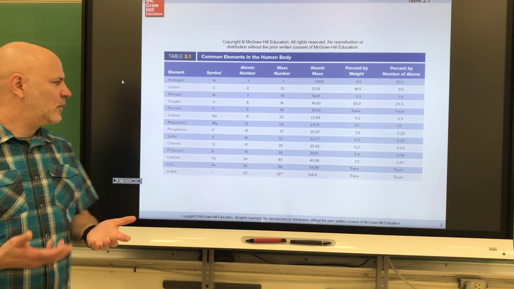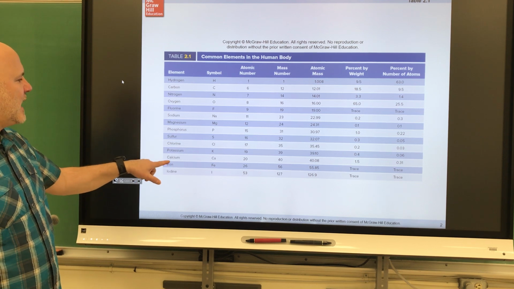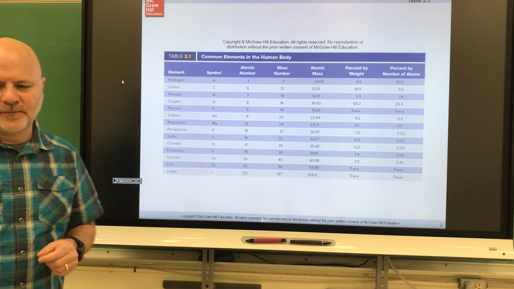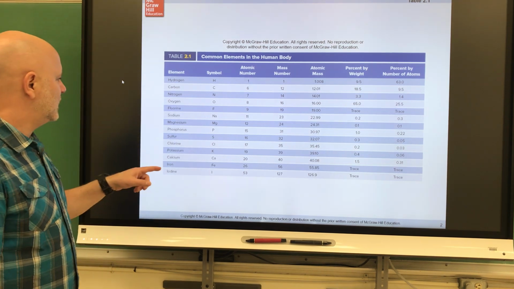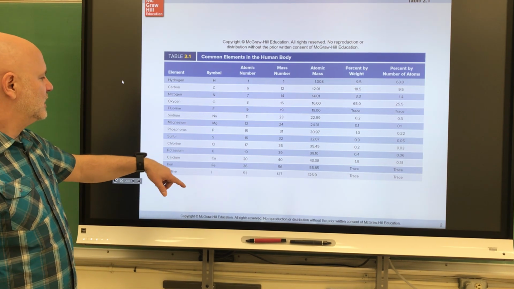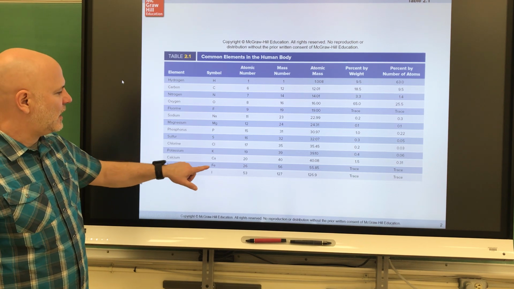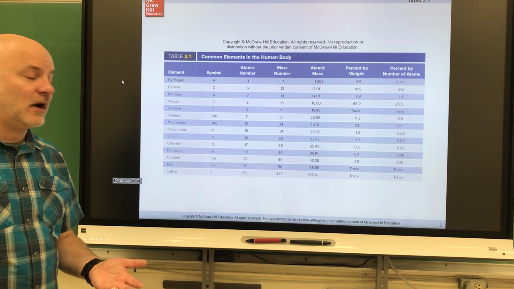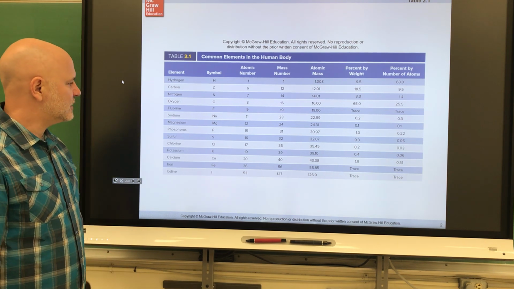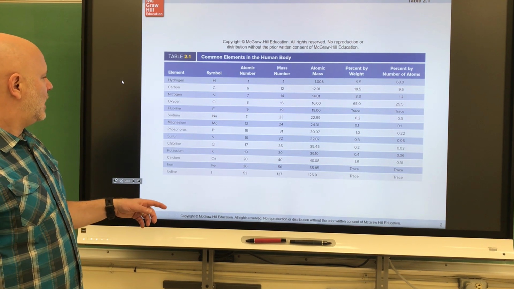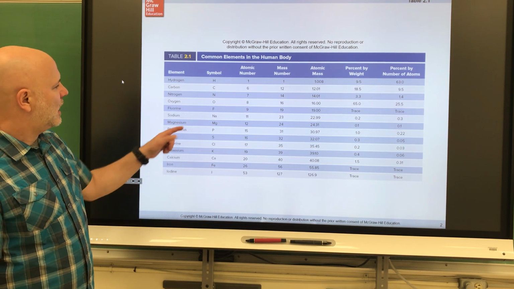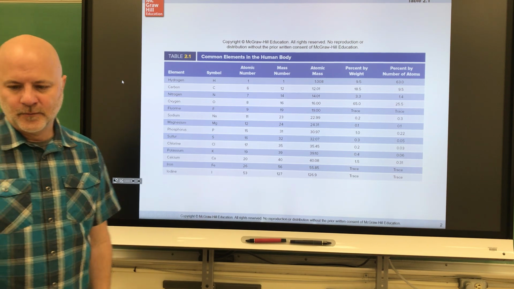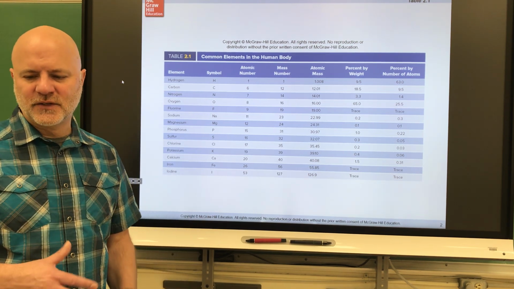But then when we get to other things like calcium, well, we've already used C, so we use Ca for calcium. You can see here some of these don't seem to make sense. Here's iron, Fe. That comes from the Latin word for iron, which is ferrous. Sodium is Na right there. That comes from the Latin word natrium, which means salt. So that's where they got those.